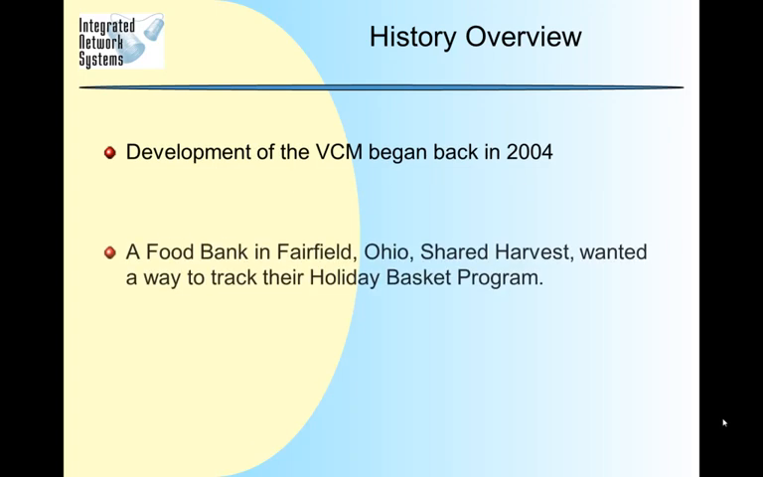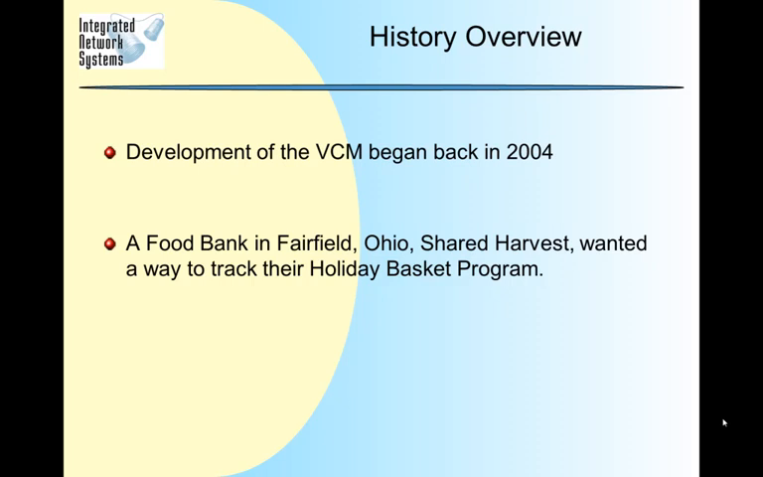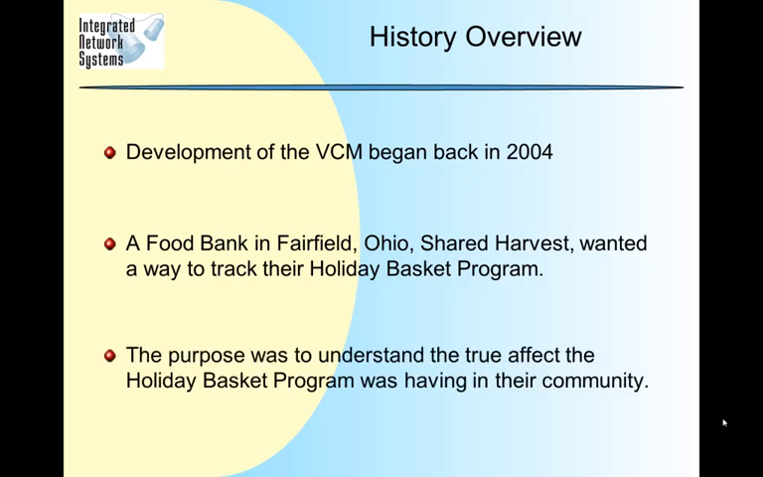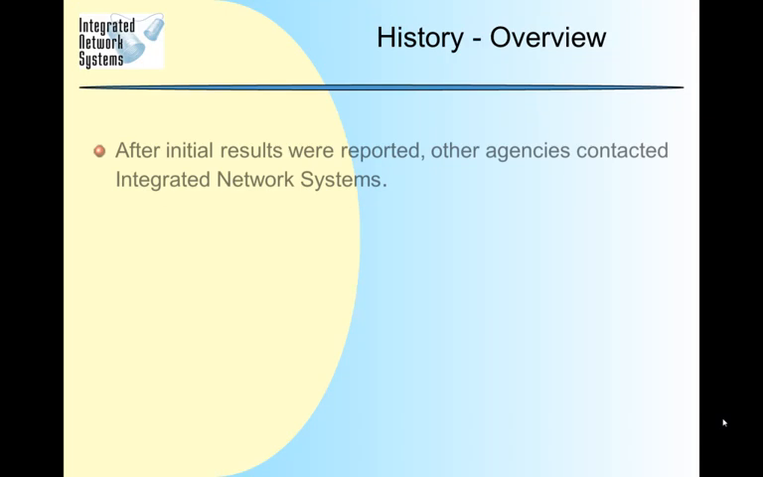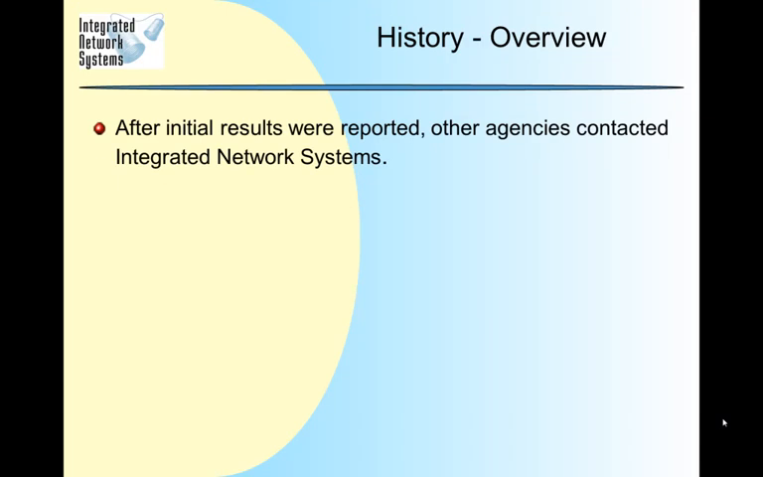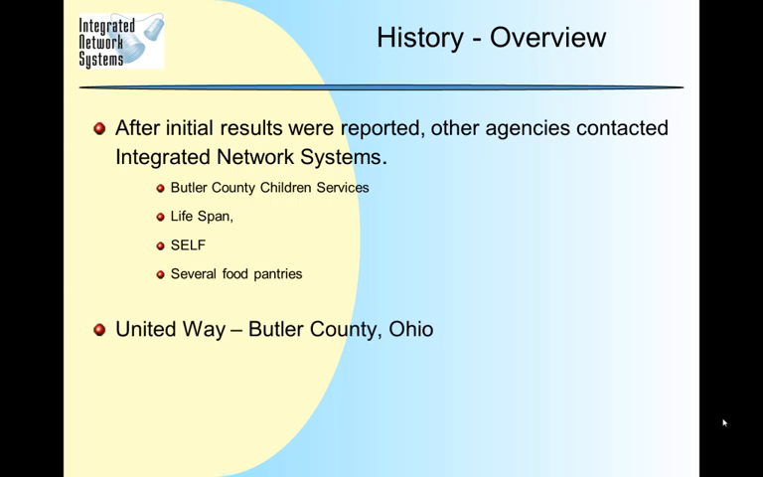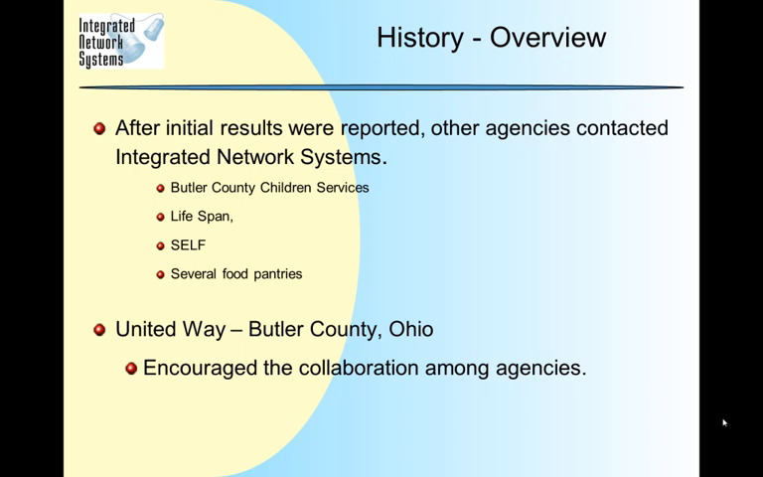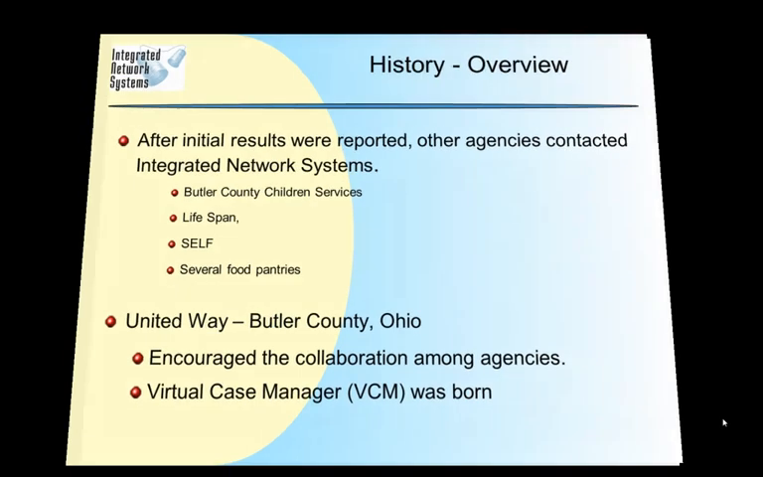The Virtual Case Manager software development began back in 2004. A food bank in Fairfield, Ohio, Shared Harvest Food Bank, wanted a way to track their holiday basket program. The purpose was to understand the true effect the holiday basket program was having on their community. After the initial results were reported, other agencies contacted Integrated Network Systems, such as Butler County Children's Services, Lifespan, Self, and several of the area food pantries. The United Way of Butler County, Ohio, got involved, and they encouraged the collaboration among agencies. At this point, the Virtual Case Manager was born.